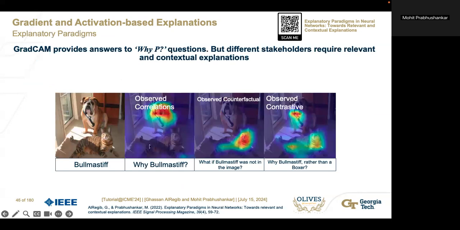Now, this is generally what we refer to as observed correlations. We have these questions called why P. So in this case, it was why bull mastiff, and the output is the head. This is what we saw, right? So GradCam answers the first paradigm, which is why bull mastiff. Now the question becomes, what can we do about the other two, which is the counterfactual observations and the contrastive observations? How can we generate explanations for these two questions?